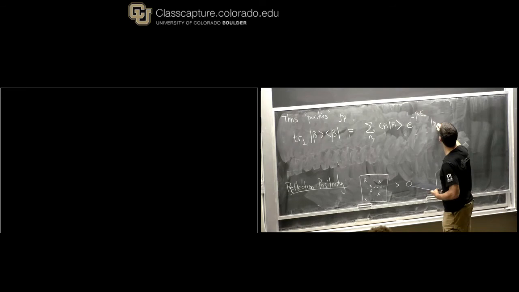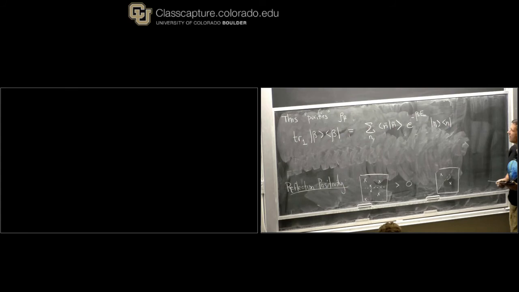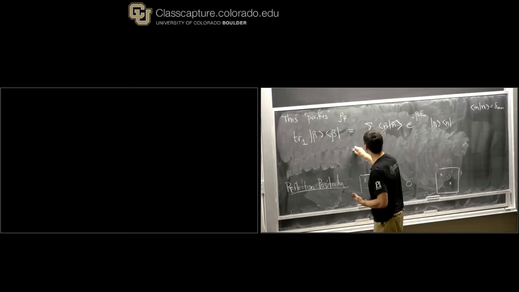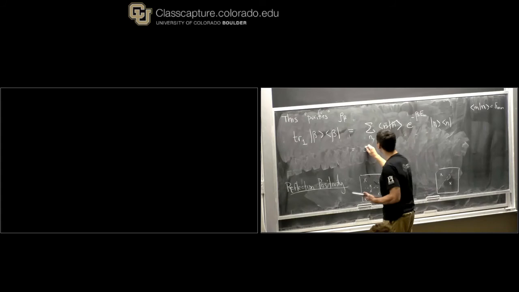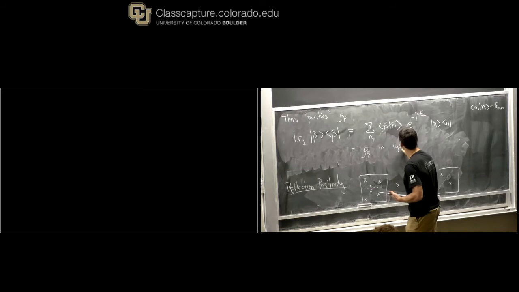So what I've done here is I've just multiplied out the partial trace, and I've used the fact that <m|n> is delta mn. So this just drops out. And as an operator, the partial trace over system 1 gives you rho beta in system 2.